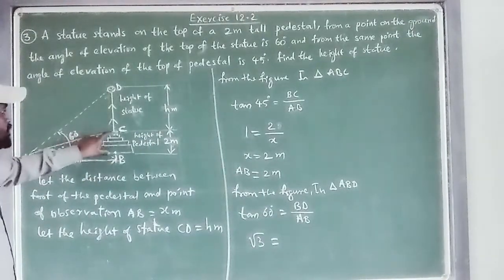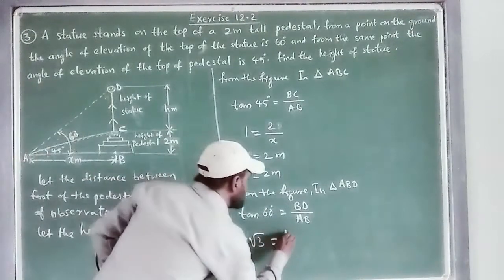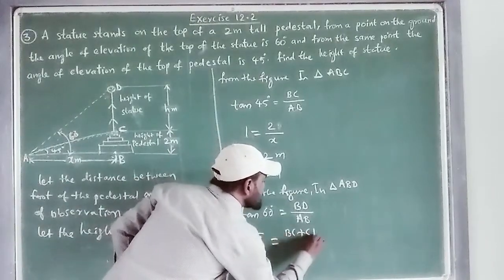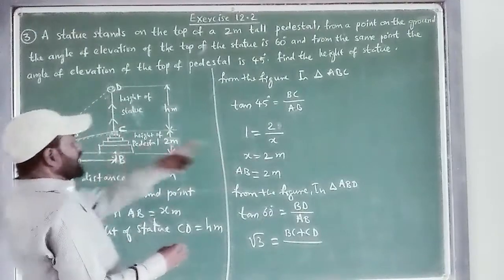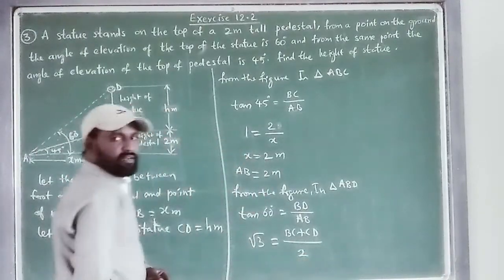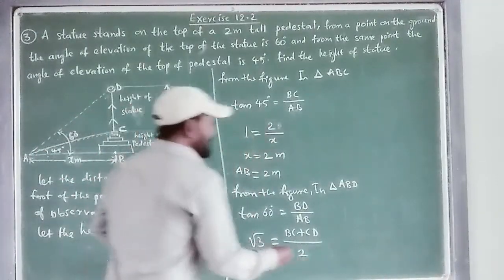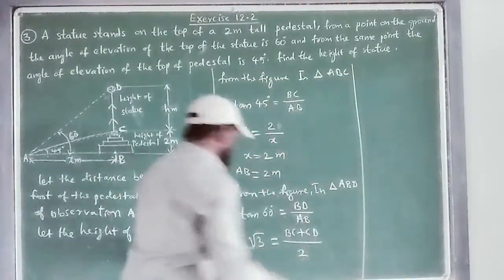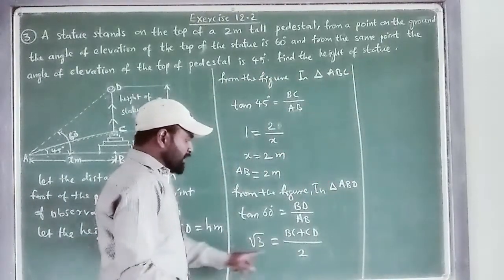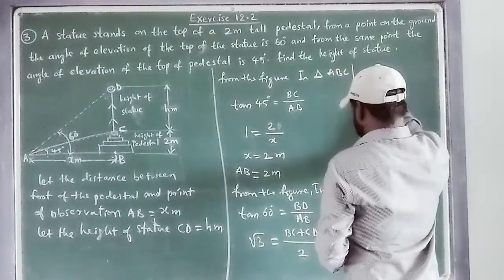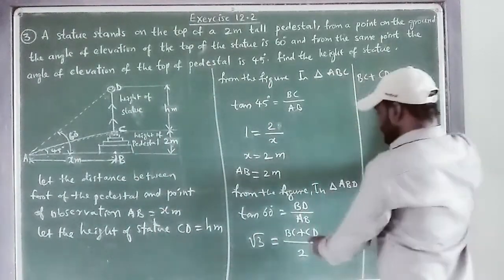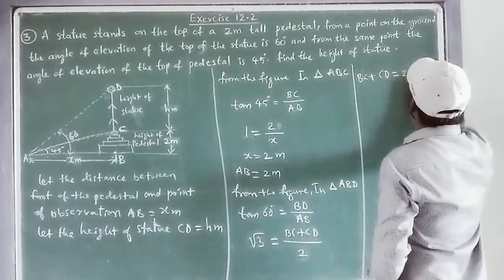BD is the sum of BC plus CD. Now AB is how much? X. X is how much? 2 meters. Okay? Substitute in the values. Now let's see. By doing the cross multiplication, 2 into root 3 will come. BC plus CD is equal to 2 into root 3.